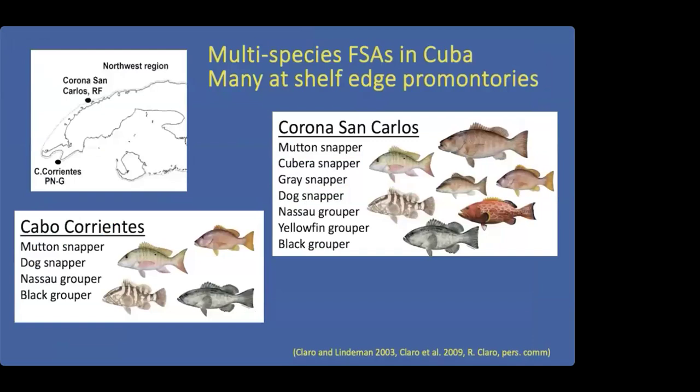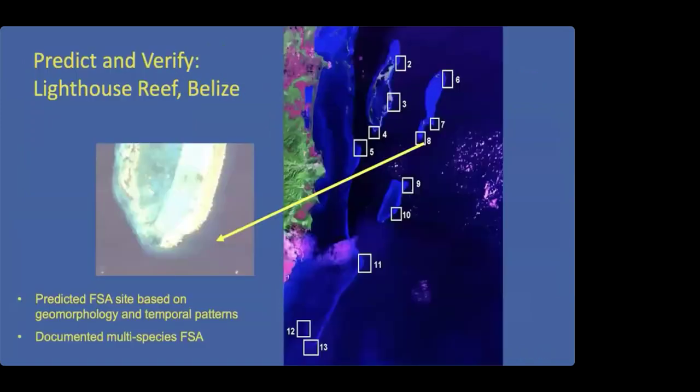Multi-species aggregations in Cuba also occur, many at shelf edge reef promontories. Two examples here, one in the Cabo Corrientes area and the other in Corona San Carlos, again where multi-species aggregations were documented at reef promontories at the shelf edge.